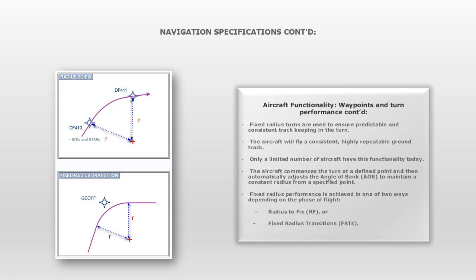The aircraft commences the turn at a defined point and then automatically adjusts the angle of bank to maintain a constant radius from a specified point. Fixed radius performance is achieved in one of two ways depending on the phase of flight: radius to fix, or fixed radius transitions.